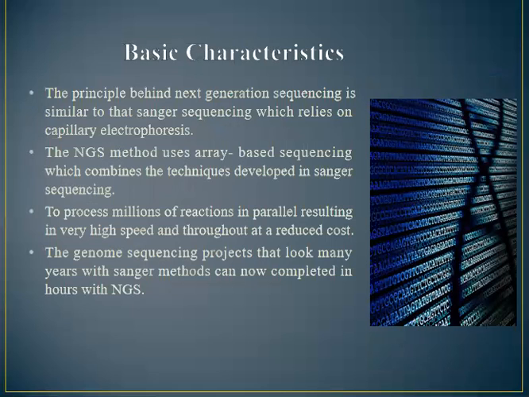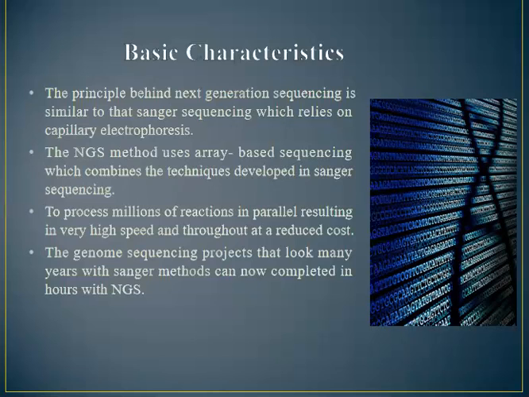The principle behind next generation sequencing is similar to Sanger sequencing, which relies on capillary electrophoresis, but it processes millions of reactions in parallel, resulting in very high speed and throughput at a reduced cost. The next generation sequencing method uses array-based sequencing, which combines the techniques developed in Sanger sequencing. Genome sequencing projects that took many years with Sanger methods can now be completed in hours with next generation sequencing.